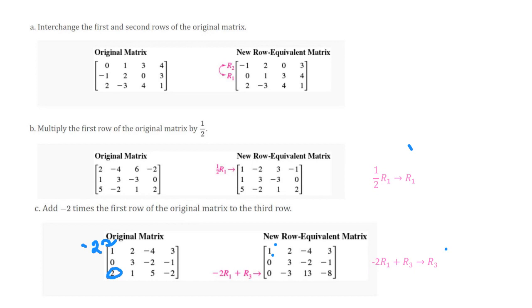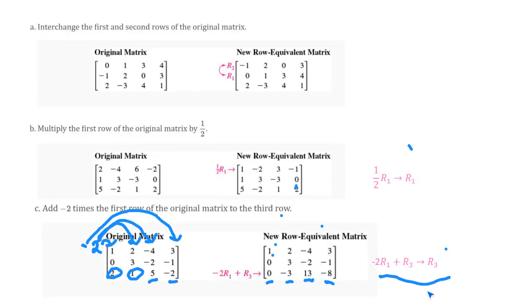So plus 2 gives me a 0. Okay. And then negative 2 times 2 is negative 4, plus a 1 gives me a negative 3. And then negative 2 times negative 4 is positive 8, plus a 5 gives me a 13. And negative 2 times 3 is a negative 6, plus a negative 2 gives me a negative 8. And so here we write this negative 2 times the first row plus row 3. And whatever answer you get, we place it in row 3.